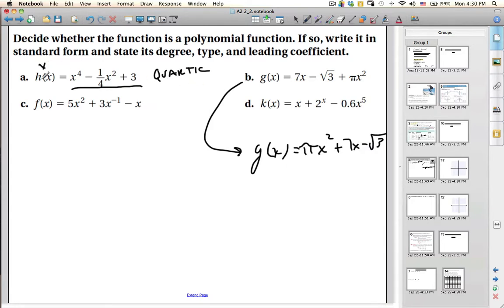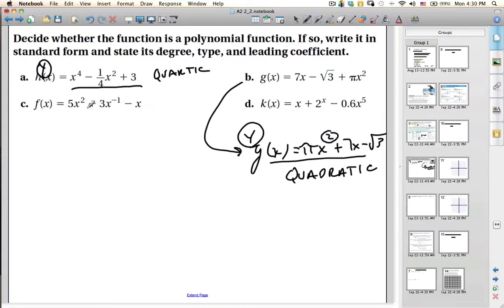So this is a polynomial function. I'm sorry, I didn't write yes over here. Yes, that's a polynomial function. Yes, this is a polynomial function. Here it is in standard form, and it's quadratic. And I know it's quadratic because I have a degree of 2.